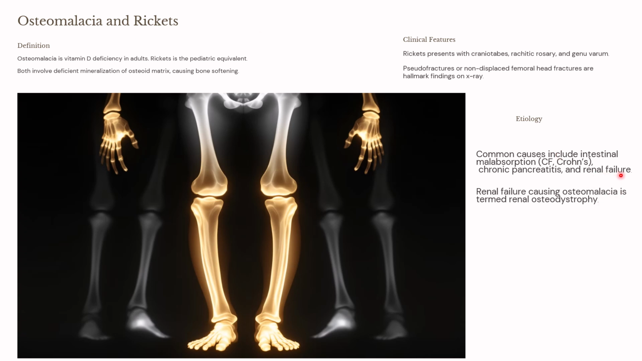What about renal failure? In renal failure, the final step of vitamin D activation, that is 25-hydroxylation followed by 1-alpha hydroxylation to form 1,25-dihydroxycholecalciferol, which is done by the enzyme 1-alpha hydroxylase in the kidneys, is impaired, resulting in osteomalacia. This is termed renal osteodystrophy. Fine. Okay.